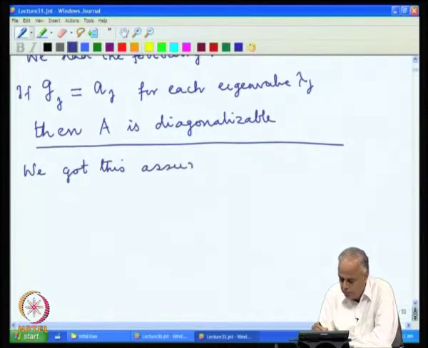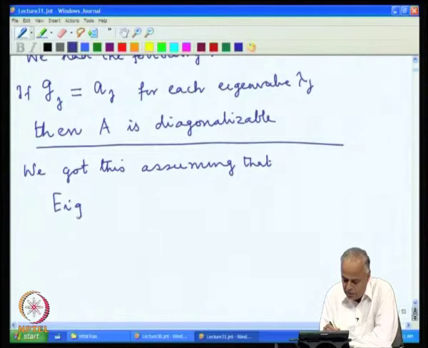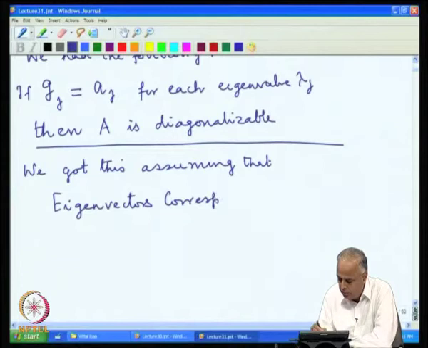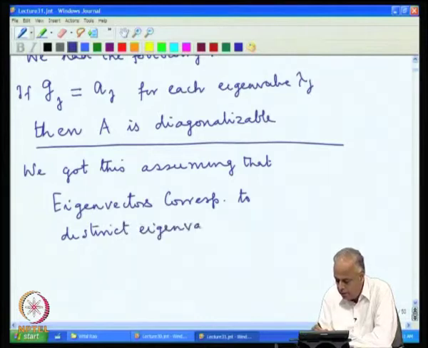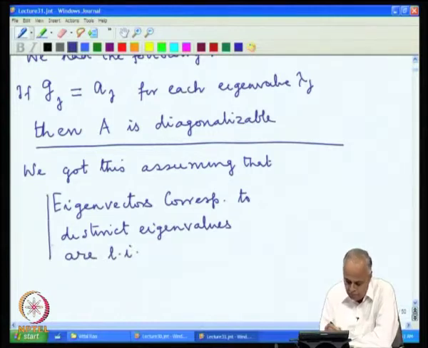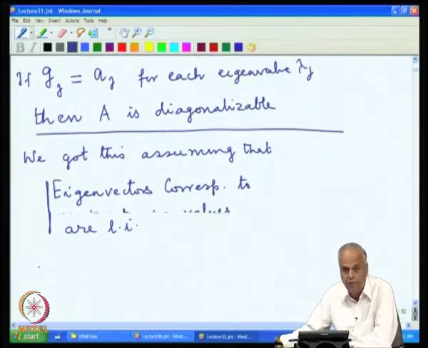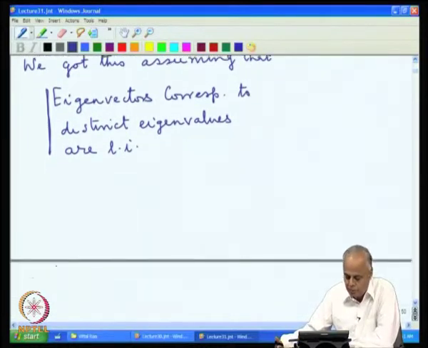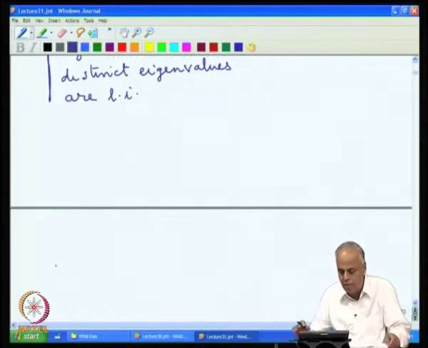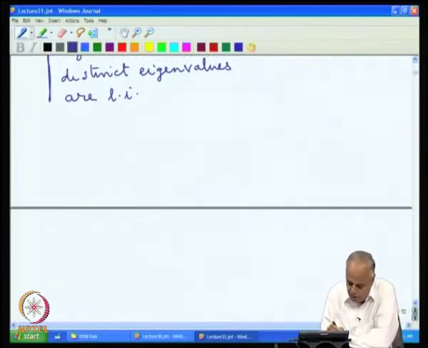We got this assuming another result which we said we will prove later: the eigenvectors corresponding to distinct eigenvalues are linearly independent. We had not yet proved it. In this lecture, we will eventually get to proving this result. But let us look at some examples again to illustrate what we have got.